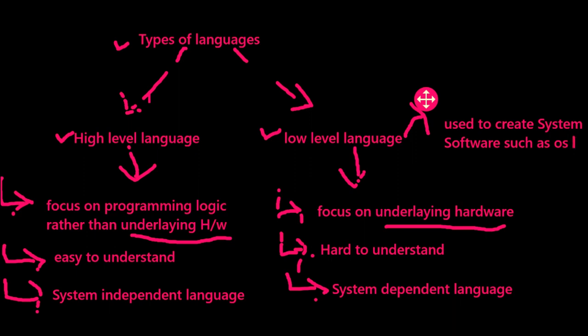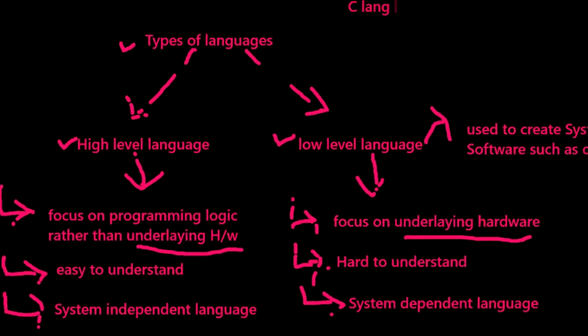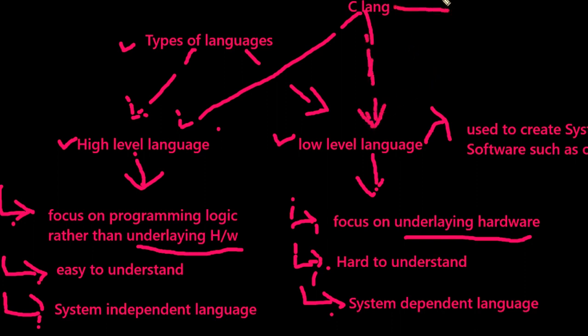So where does C stand? Is C a high level language or a low level language? C has features of both high level language as well as low level language. C language is called a middle level language. C language has features of high level language, such as it is a machine independent language.